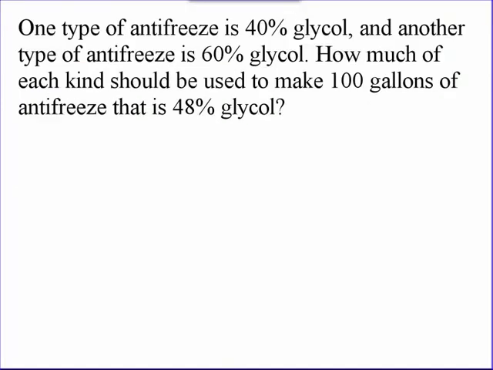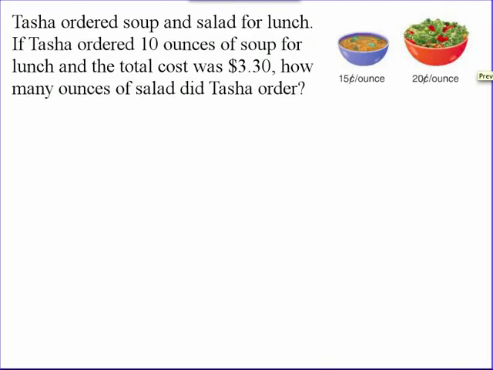So if you look at the very first problem, it said Tasha ordered soup and salad for lunch. If she ordered 10 ounces of soup for lunch and the total cost was $3.30, how many ounces of salad did Tasha order? So first of all, if you notice, soup is 15 cents an ounce. How much soup did she order? 10 ounces. So I'm going to put down here the amount that she ordered. She ordered 10 ounces.